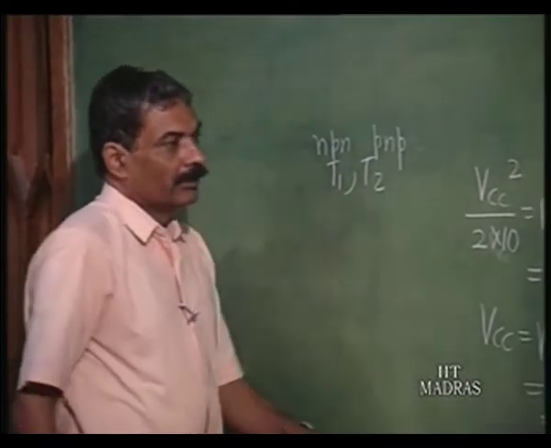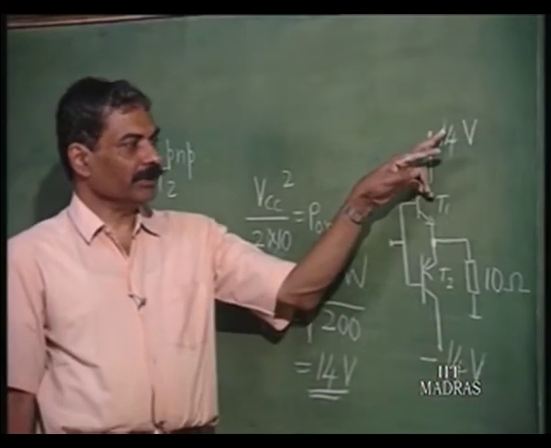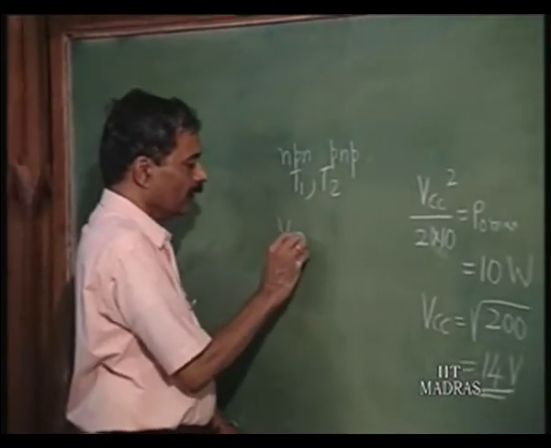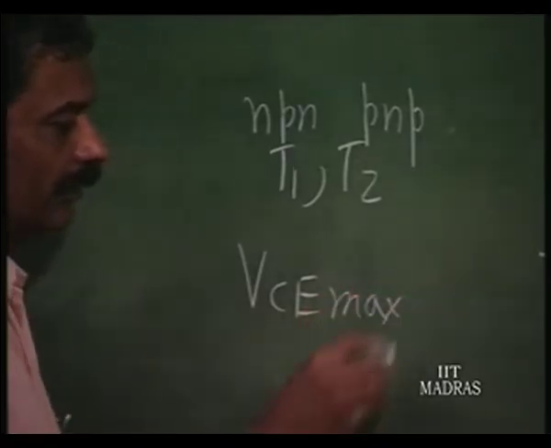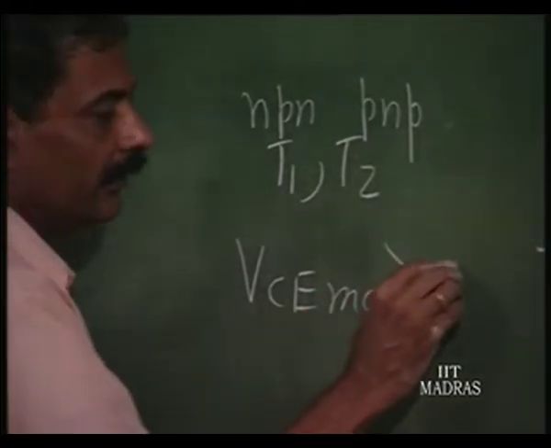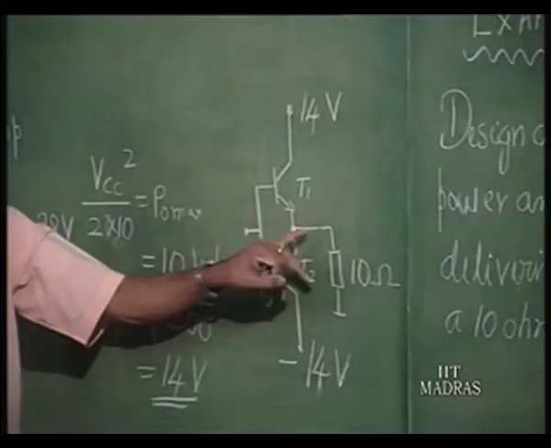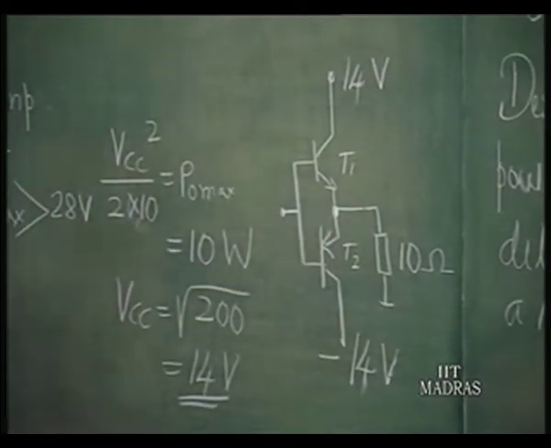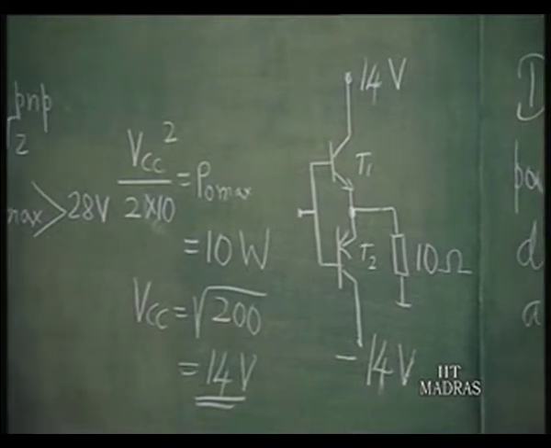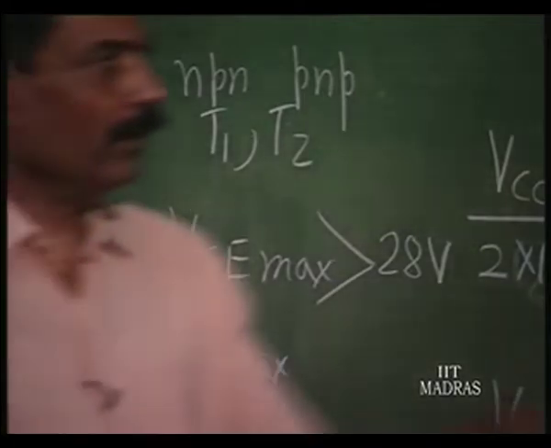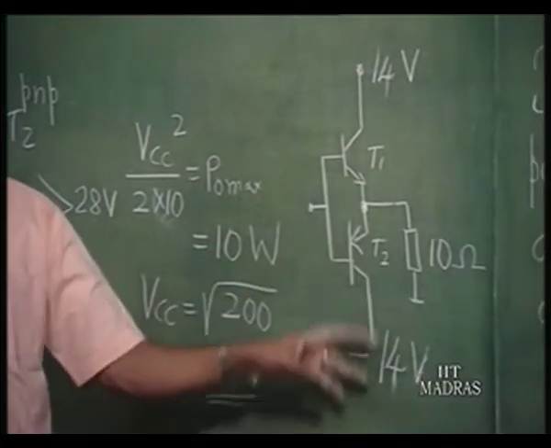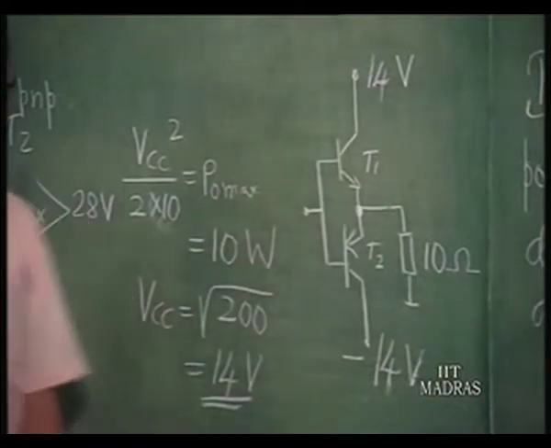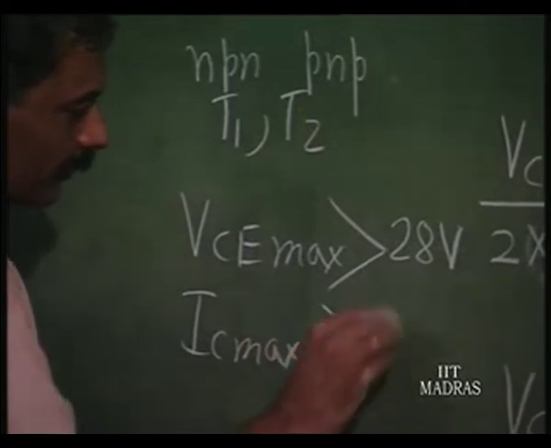Now, when this is 14 volts, this can go to minus 14 or 14. So, the maximum VCE for each of these transistors should be greater than 28 volts. This is 14, this can go to minus 14, and this can go to 14. At that time, this will have the maximum voltage of 28 volts. Then IC max. So, either this will go to 14 when this conducts, or this will go to minus 14 when this conducts. So, in either case, the maximum current in these two transistors will be 14 by 10, which is 1.4 amperes. Should be greater than 1.4.